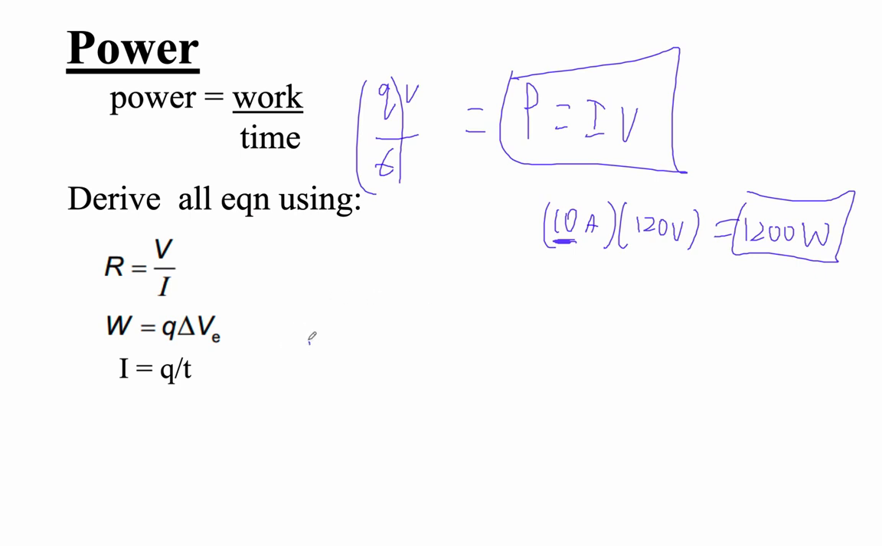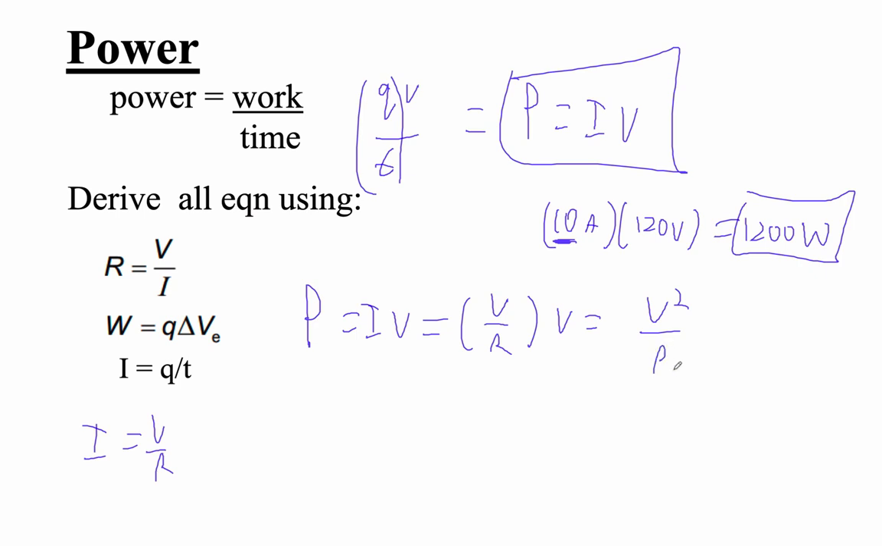Now let's make the rest of the formulas. We've got P is IV. Let's do a substitution for I. From Ohm's law, I is V over R, so it's V over R times V. We get V squared over R. That's one other equation. Here's one, here's two.